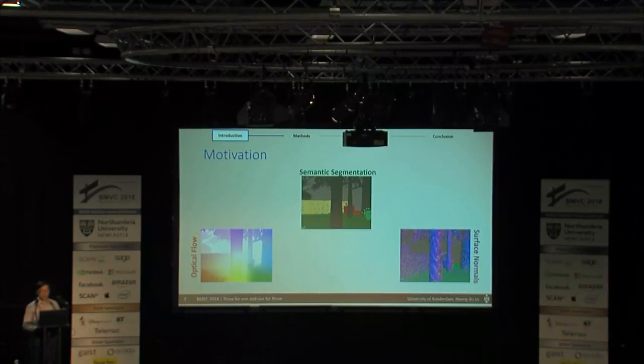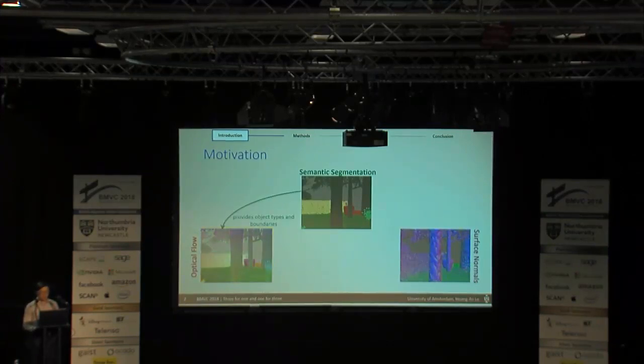Objects in the real world contain several different characteristics like motion, categories, or geometry structure. Each of them corresponds to different modalities in computer vision, such as optical flow, semantic segmentation, and surface normal. Very often, they are treated as single-task problems. In this paper, we are going to explore the relationship between these three modalities in the scene understanding problem.